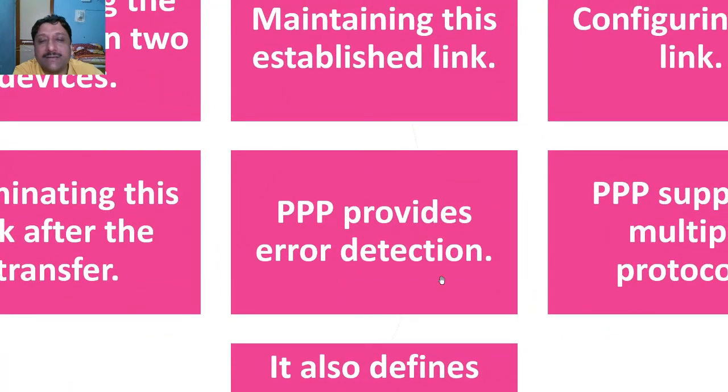PPP also provides error detection. Suppose some file is to be sent to another computer, and the file is not received by the destination computer. Then this error is checked by the PPP protocol, and the file is sent again, so that the file, the data or the message must be sent to the destination computer. This is ensured by PPP, and errors are detected and rectified.